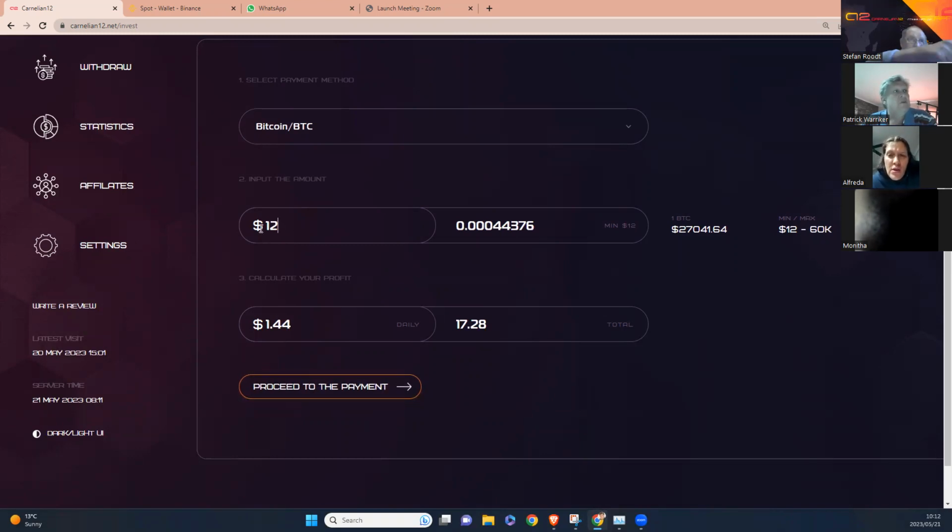On that $12, I will be earning $1.44 per day, and it will give me a total of $17.28 over 12 days. It doesn't matter if I reinvest. That $12 that I'm investing is going to give me $17.28 in 12 days. So once I've got that up, again, I need to emphasize, make sure that you do not make any mistakes there. Proceed to payment.